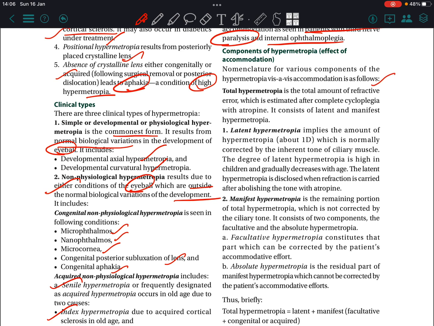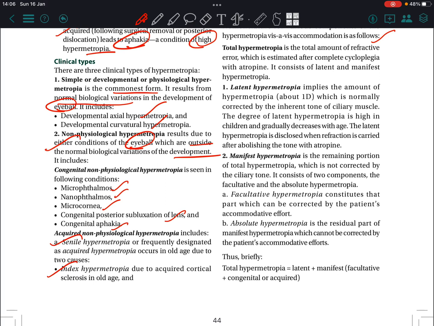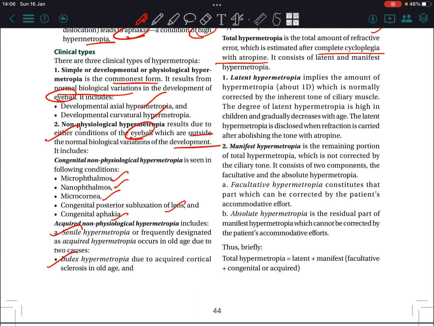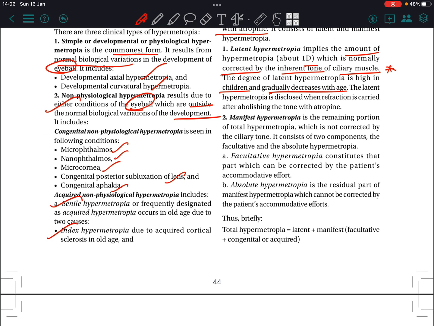Components of hypermetropia. Nomenclature for various components is as follows. Total hypermetropia is the total amount of refractive error which is estimated after complete cycloplegia with atropine. It consists of latent and manifest hypermetropia. Latent implies the amount of hypermetropia which is normally corrected by the inherent tone of the ciliary muscle. The degree of latent hypermetropia is high in children and gradually decreases with age. Latent hypermetropia is disclosed when refraction is carried out after abolishing the tone with atropine.